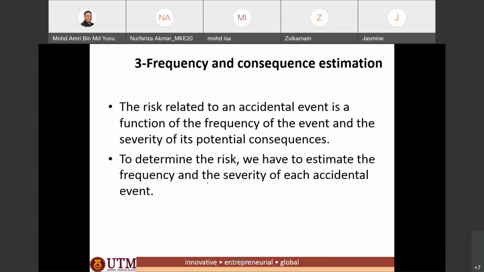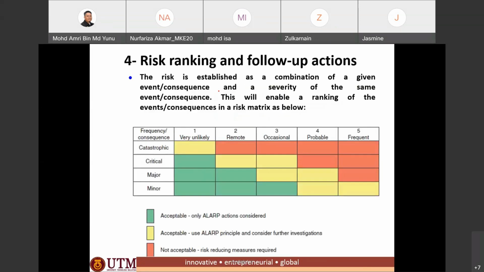So, frequency and consequences estimation. The risk is related to an accident event, as a function of frequency and severity. So risk is equal to the function of L multiplied by S, where L is the likeliness or frequency. To determine the risk level, we need to estimate the frequency and severity. We will see some examples later if we can. Then we can identify the risk level.